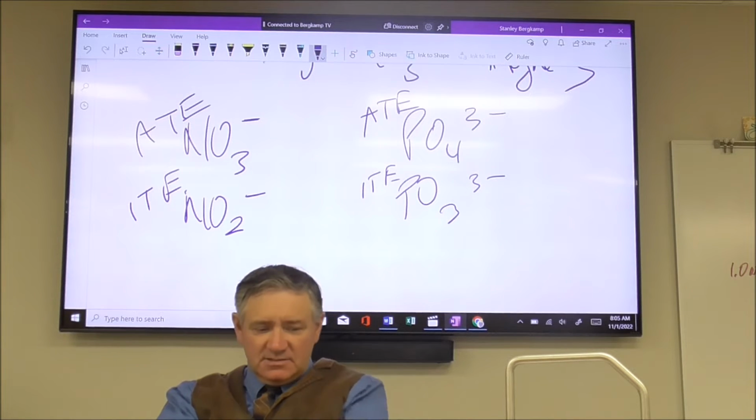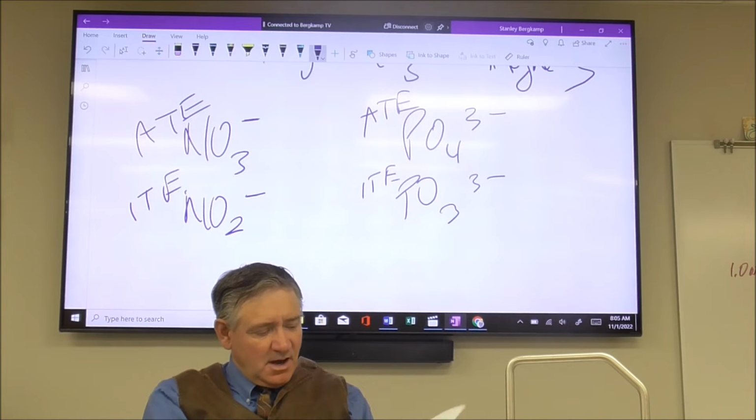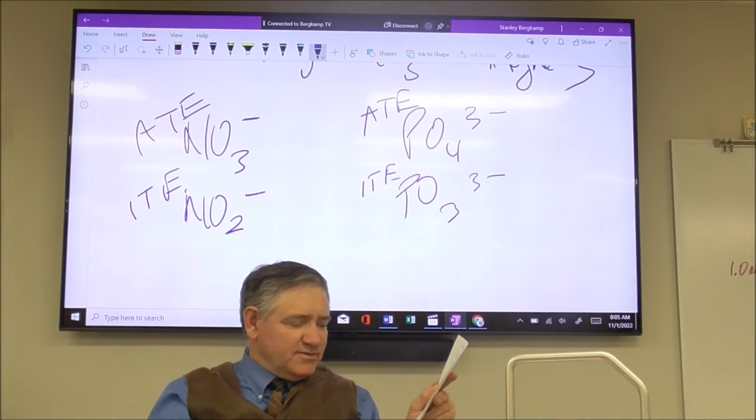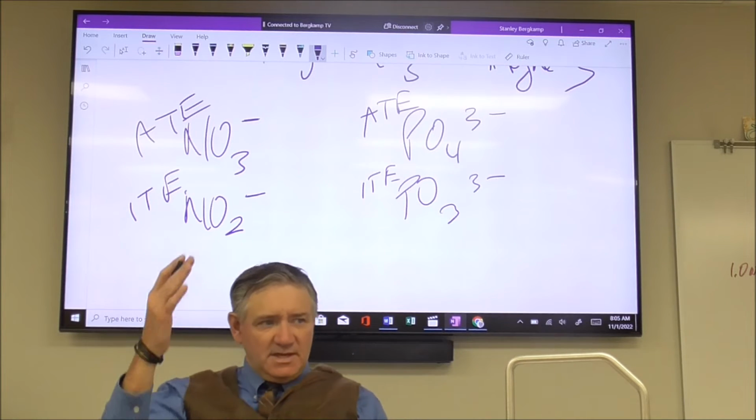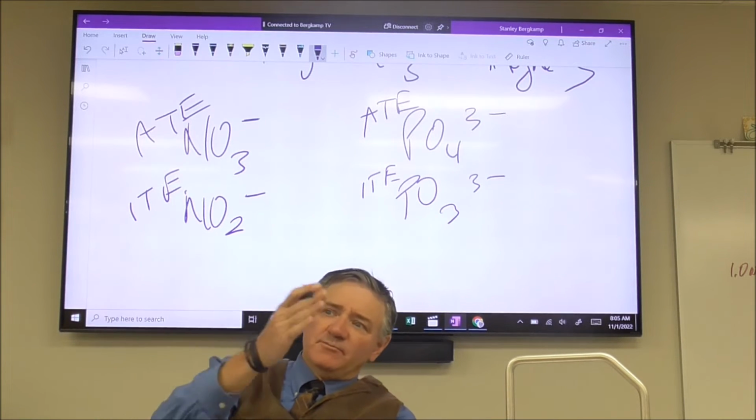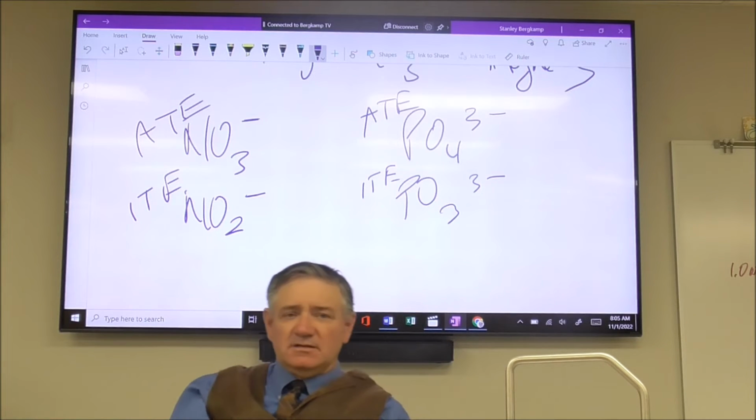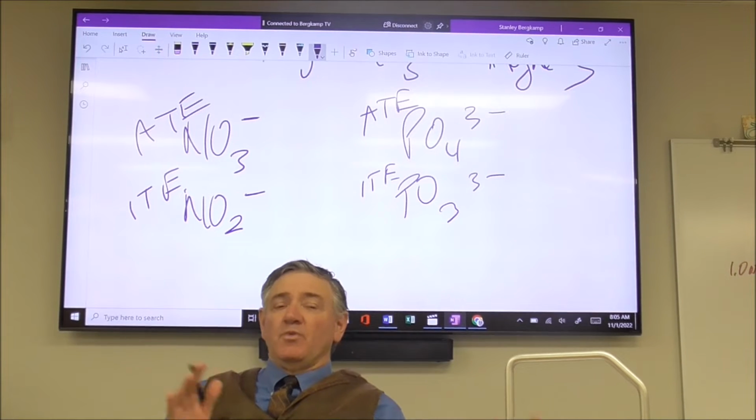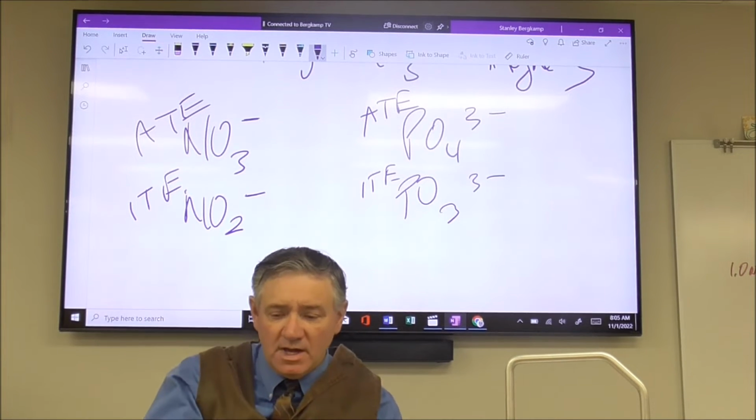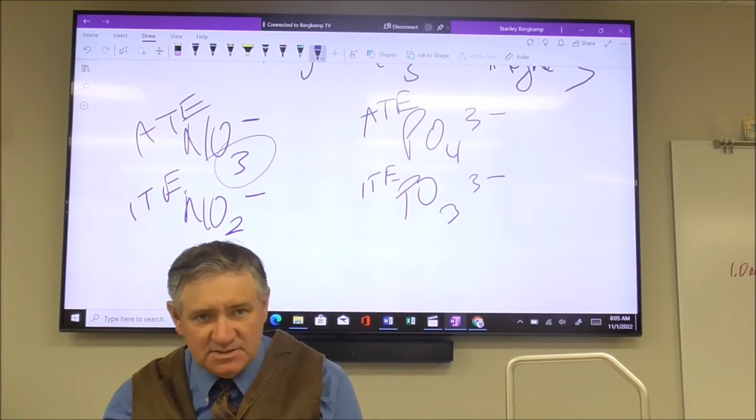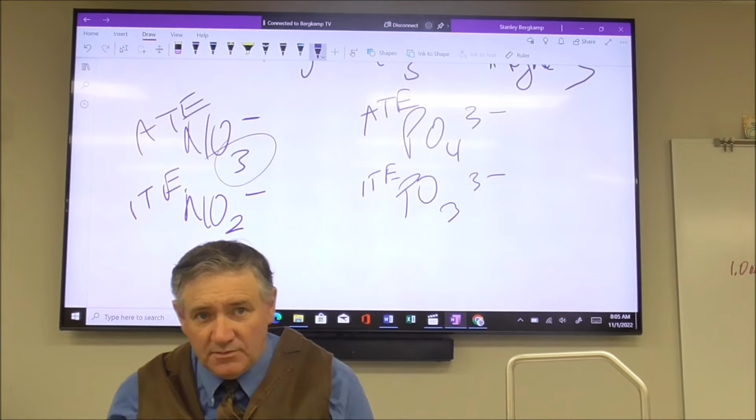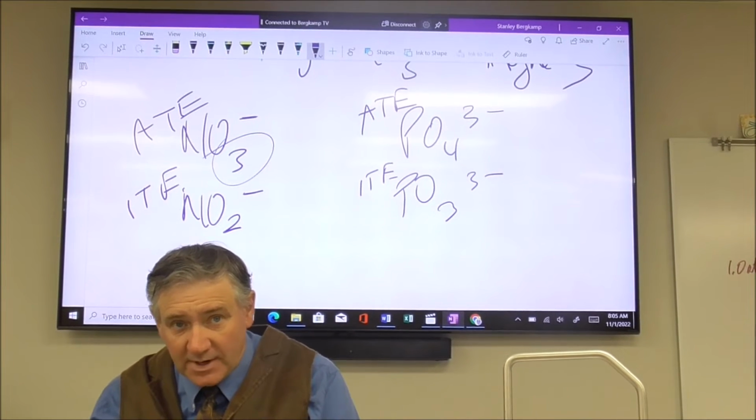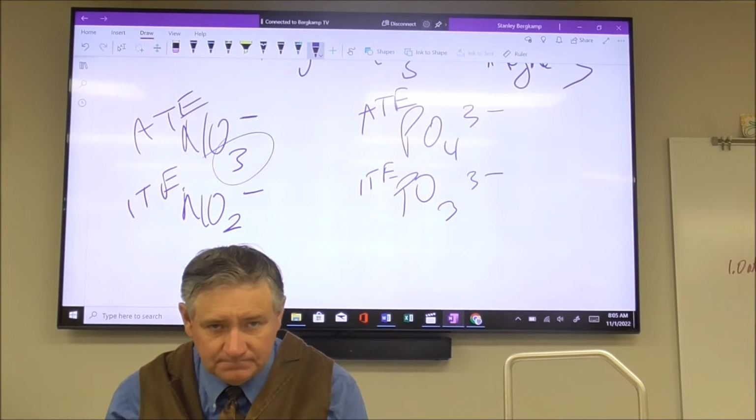The ates. So on number 6, all I'm asking you, comparing nitrite, nitrate, sulfite, sulfate, what's the difference in terms of oxygen atoms? The ates always have more oxygen atoms than the ites. That's all you have to say. Notice I don't want you to say nitrates always have 3 oxygens. They don't. The ates are just always going to have more oxygens than the ites. Got that?